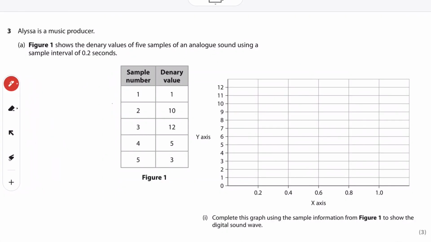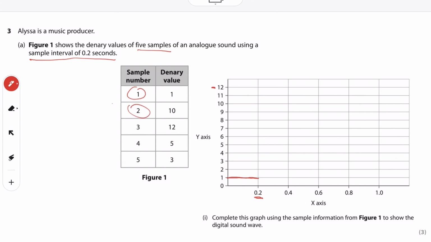So we've got sample numbers. This y-axis goes up to 12 and the x-axis 1.0. Okay, so let's break this down a little bit further. So 5 samples, and these samples are taken every 0.2 seconds. So sample 1, which basically is here, was taken as a denary value of 1. Okay, so I'm going to push that along there. That's the first value. So it took a sample at 0.2 and the value was 1. Now, at the second sample, the value was 10.